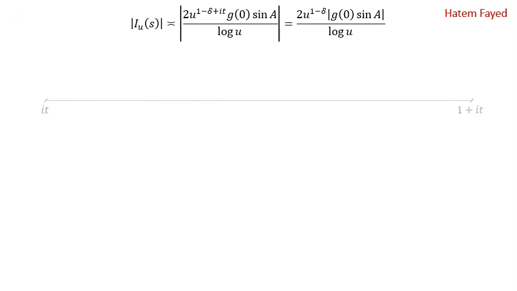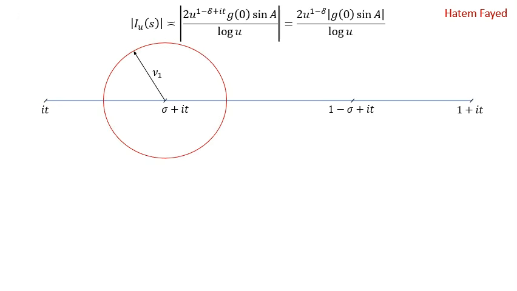Suppose that we have this line segment between it and 1 plus it, and the zeros of the zeta function at sigma plus it and 1 minus sigma plus it. Since the zeros of the zeta function are isolated, we can have a small disk centered at sigma plus it of radius ν1, where zeta does not equal 0 inside this disk except at sigma plus it. And similarly, another disk centered at 1 minus sigma plus it of radius ν2.